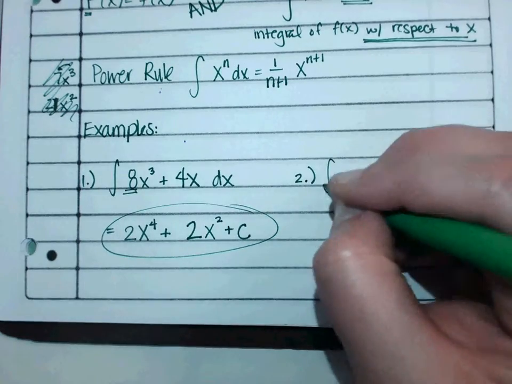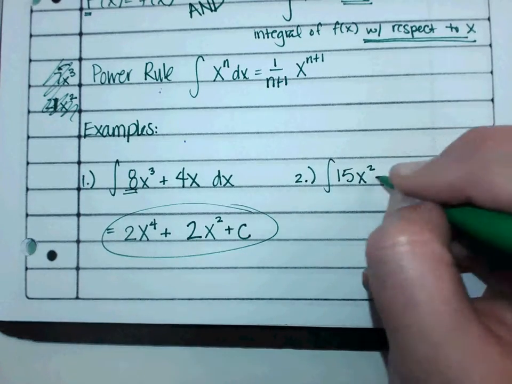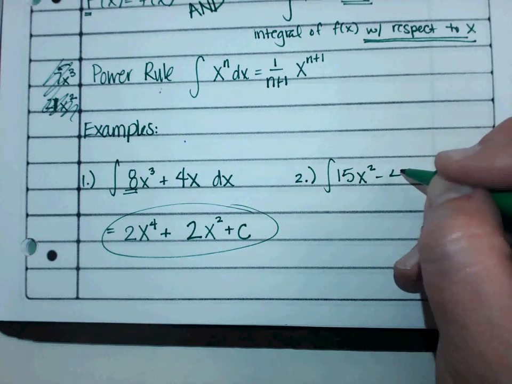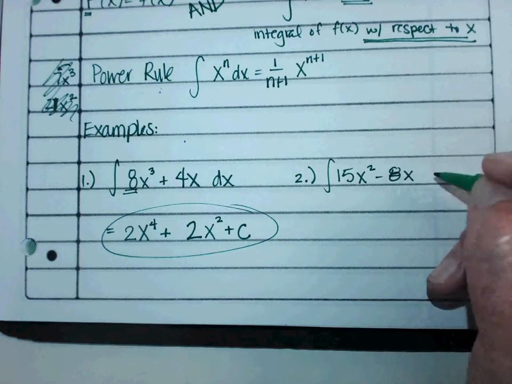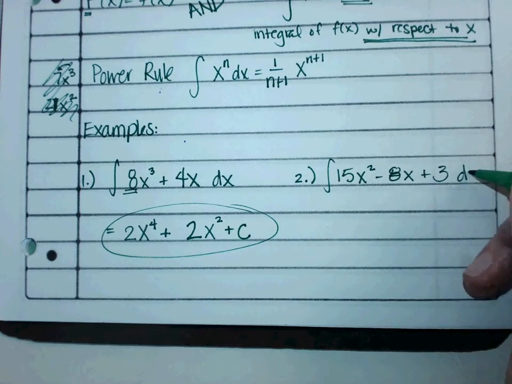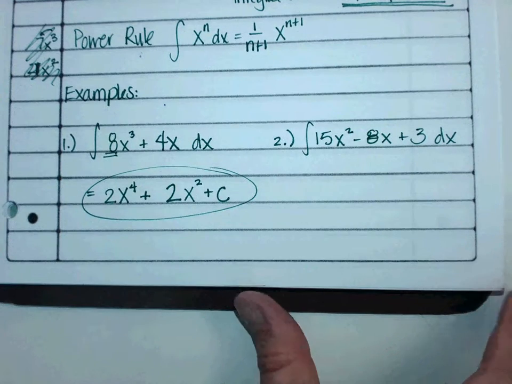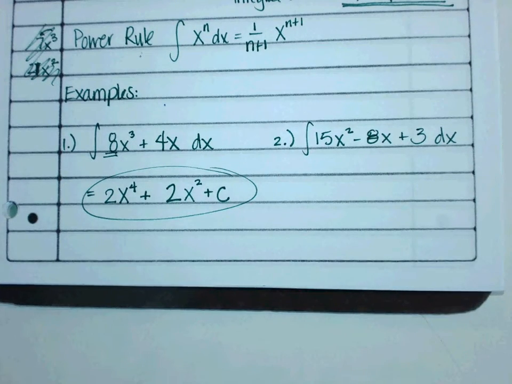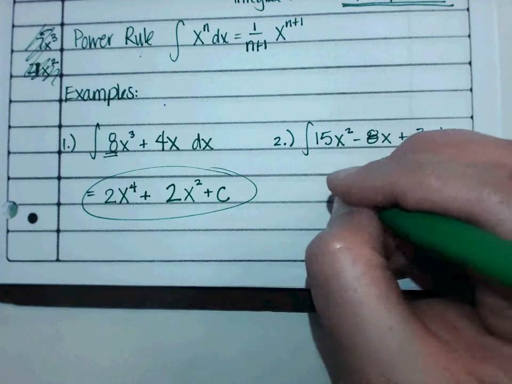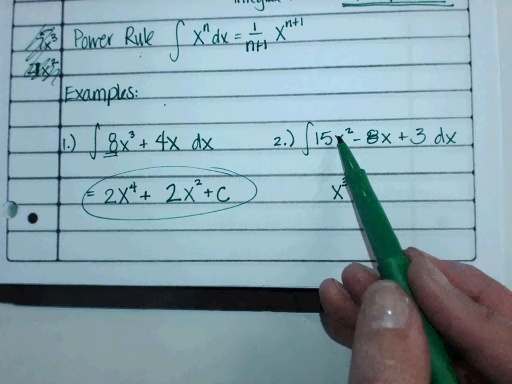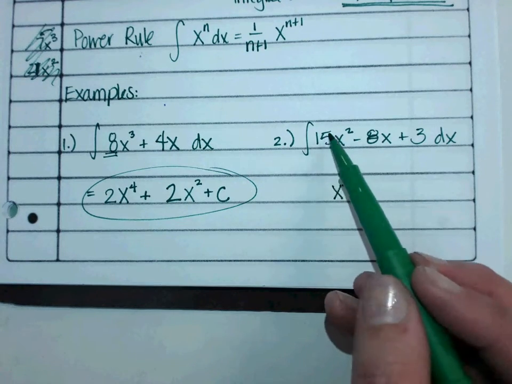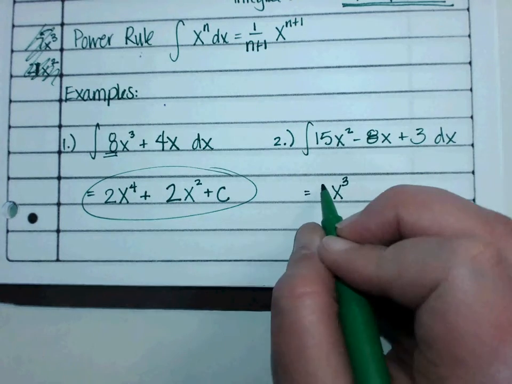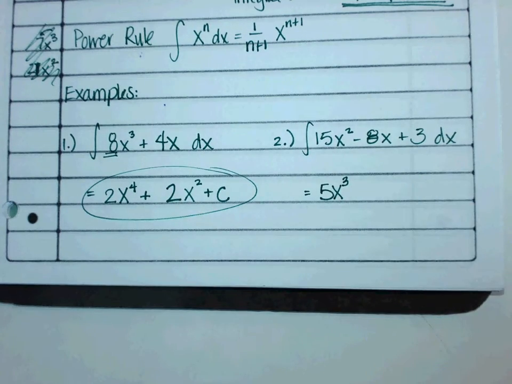Number 2, we're going to do the integral of 15x squared minus 8x plus 3 dx. Okay, term by term. I increased the power by 1. It was an x squared. Now it's an x cubed. Then I take the new exponent that I just made, and I'm going to divide it into the number in the front. So if it was a 15, divide that by 3. Now it's a 5.